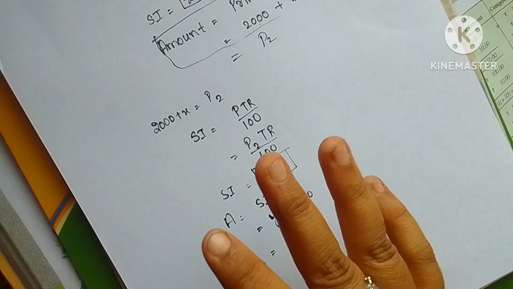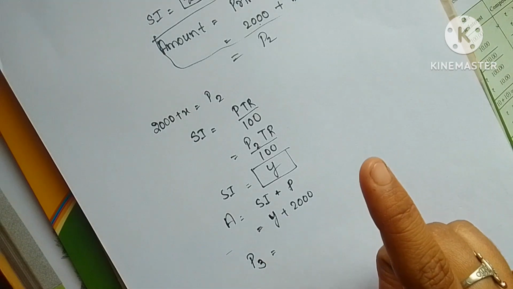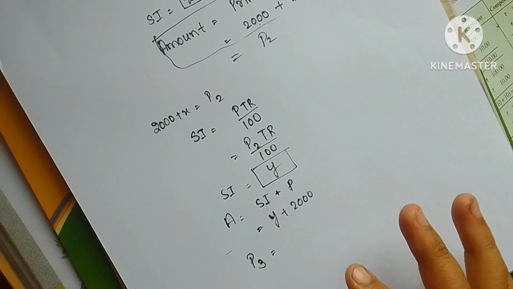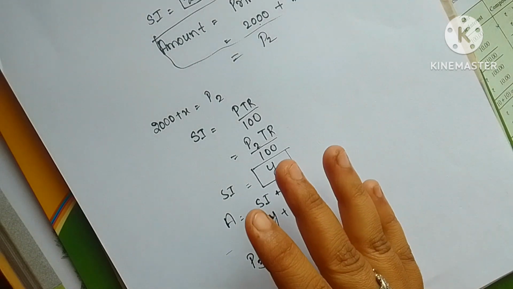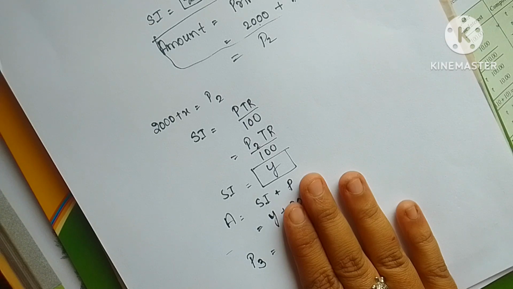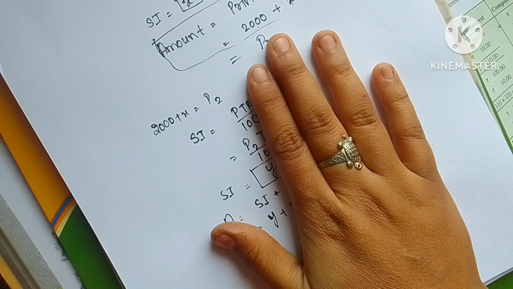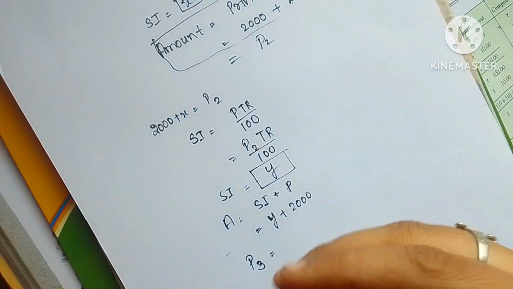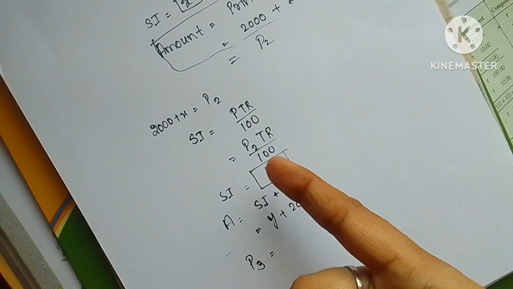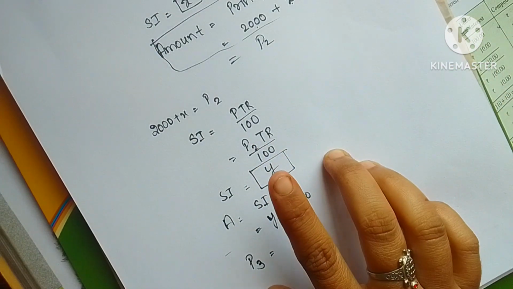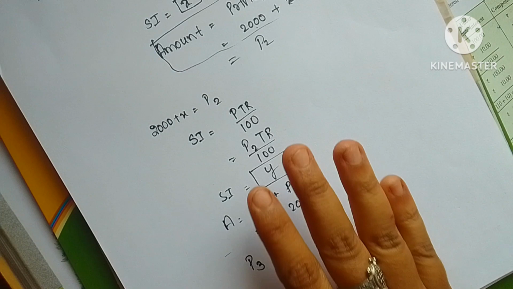So in simple interest, only one time we calculate the interest, and by using that interest we calculate the amount by using the formula amount is equal to principal plus interest. But in compound interest, we calculate the interest, and after calculating the interest we calculate the amount, and this amount will again become the principal for the next year. So year by year the principal amount will be increasing in compound interest.